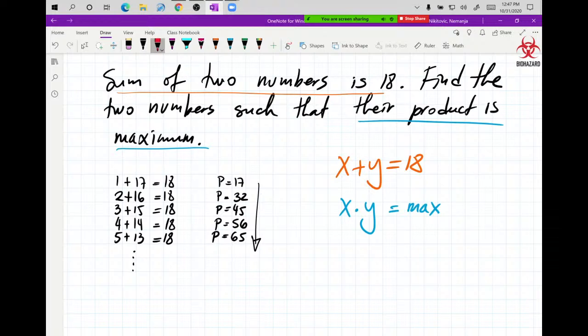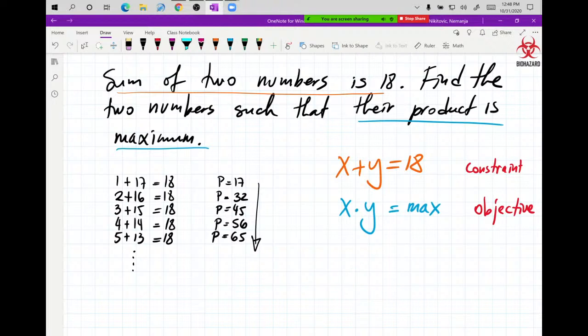Because you are going to have these two equations: the objective, which is that the product is a maximum, and then you also have the constraint. You have to get the maximum product with the constraint that these two numbers add to 18. Because can I just say 100 times 300 is going to be bigger than this? Of course it will, right? But these numbers don't add to 18, so they are not considered.